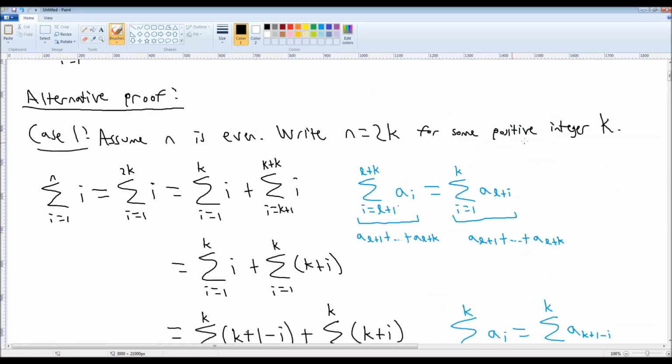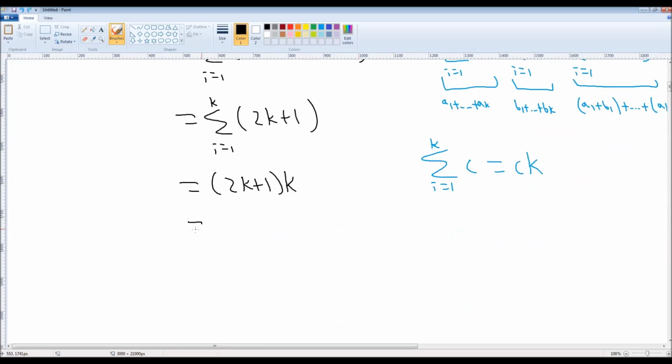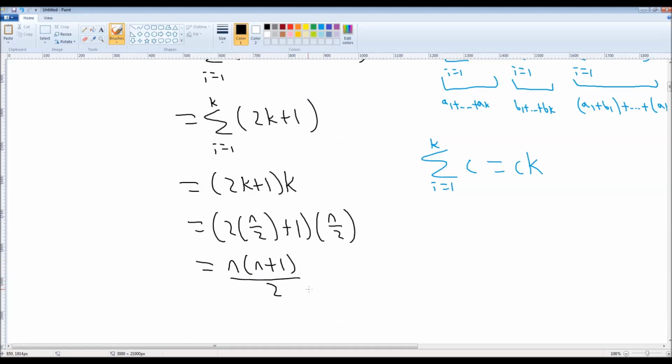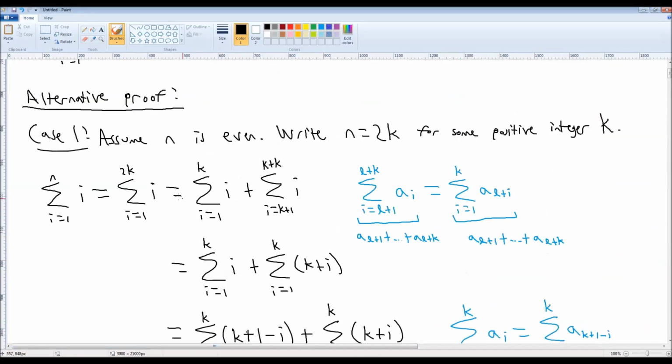Now, what is k? Well, since n equals 2k, that means k equals n over 2. So we can rewrite this, you change all these k's to n over 2. And if we simplify this, this comes out to n times n plus 1 all over 2, which is the formula we wanted. So that's what happens if n is even.